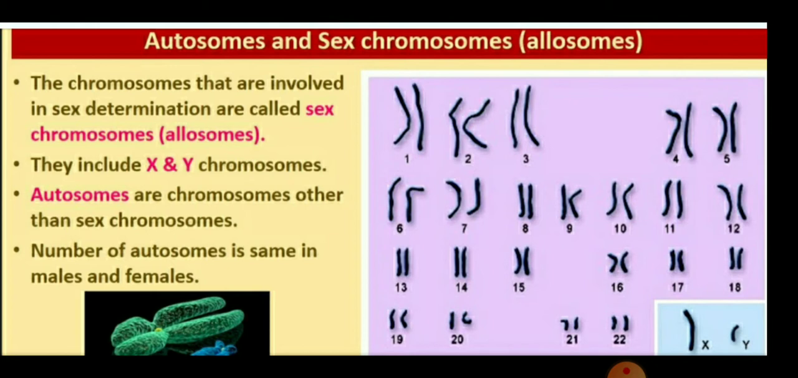The chromosomes that are present in each cell of our body are of two types. First are the autosomes and the second are the allosomes. Allosomes are also called the sex chromosomes. The chromosomes that are involved in sex determination are called the sex chromosomes. They include the X and Y chromosomes. The autosomes are the chromosomes other than the sex chromosomes. The number of autosomes is the same in males and females.